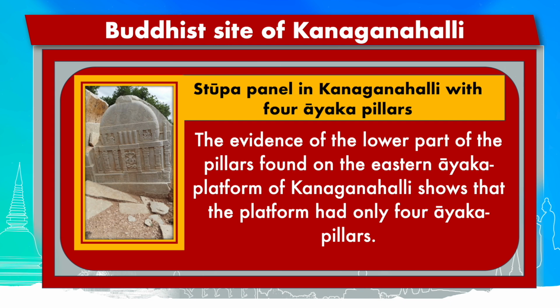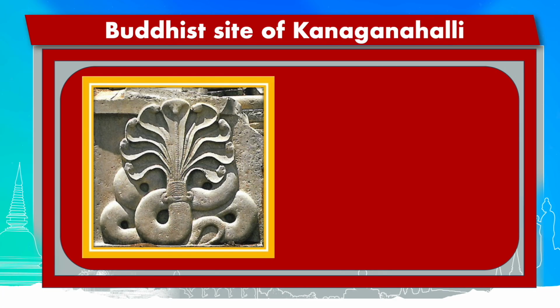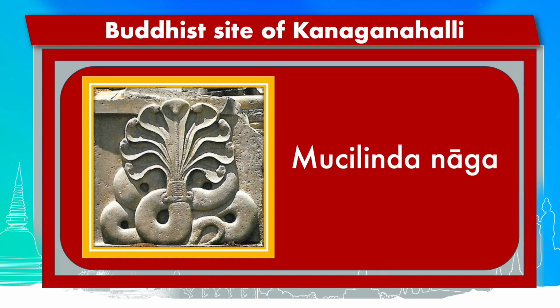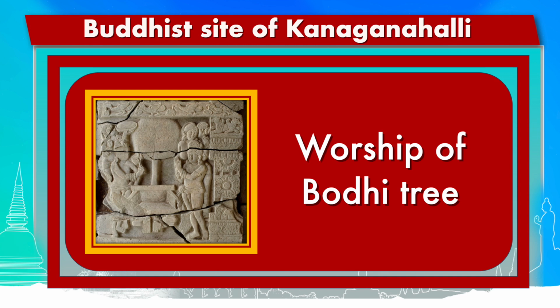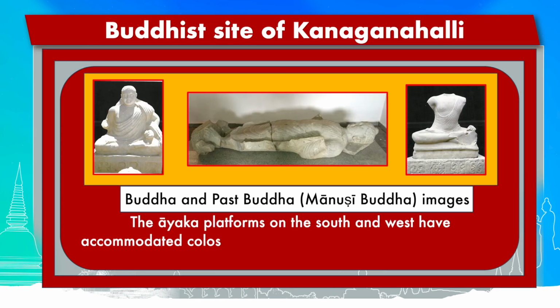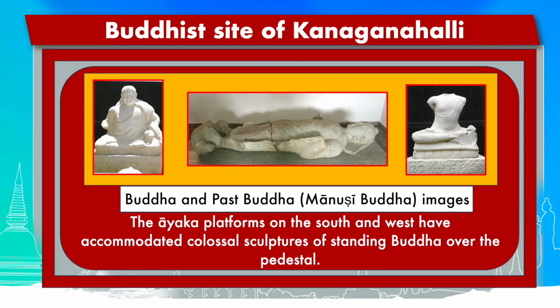Interestingly, the evidence of the lower part of the pillars found on the eastern ayaka platform of Kanaganahalli shows that the platform had only 4 ayaka pillars. One of the stone panels carved with the image of a stupa found at the site also exhibits only 4 ayaka pillars. The ayaka platform, especially at the west, has exquisitely carved Muchalinda Naga, Dharmachakra, and Bodhi Vriksha sculptures. The ayaka platforms on the south and west have accommodated colossal sculptures of standing Buddha over the pedestal.